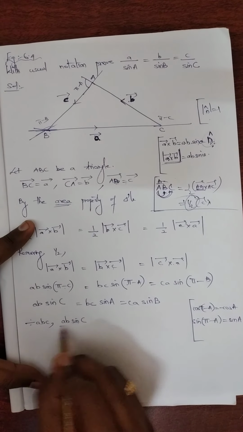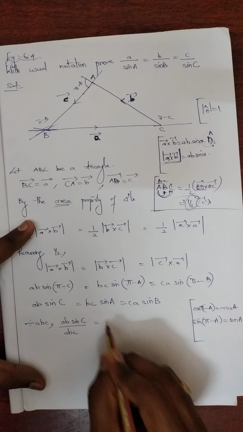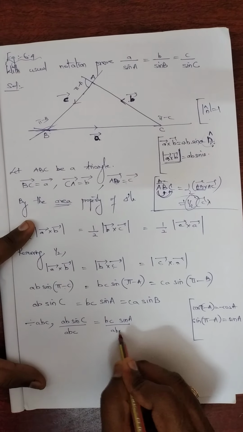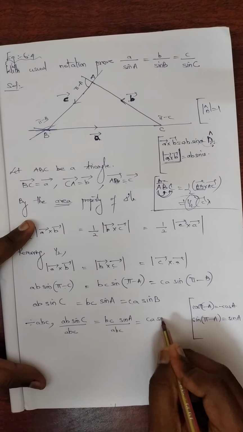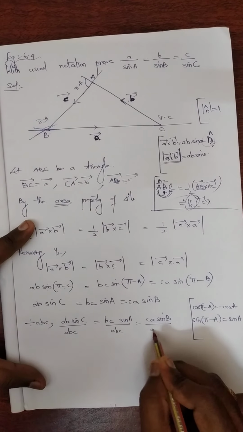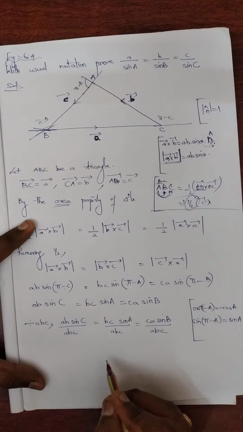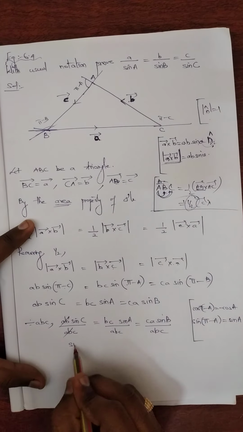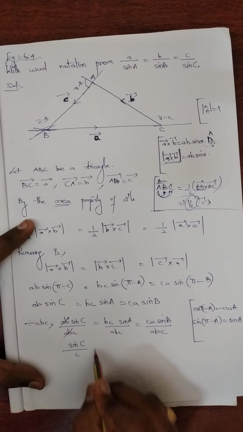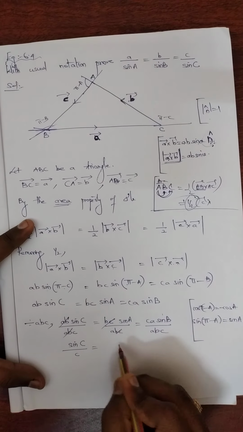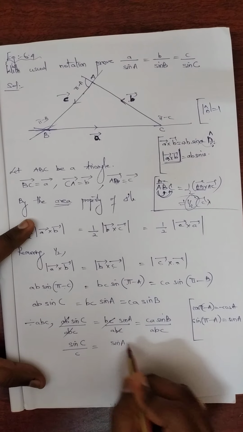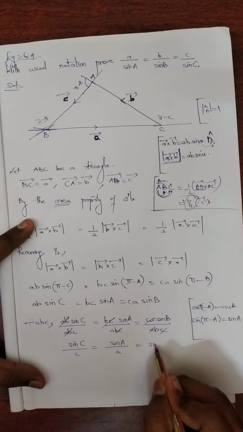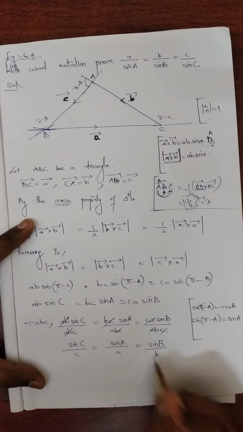After writing all this, I am going to divide each by ABC. AB sine C divided by ABC is equal to BC sine A divided by ABC is equal to CA sine B divided by ABC. AB cancels: sine C divided by small c. BC cancels: sine A divided by small a. CA cancels: sine B divided by small b.